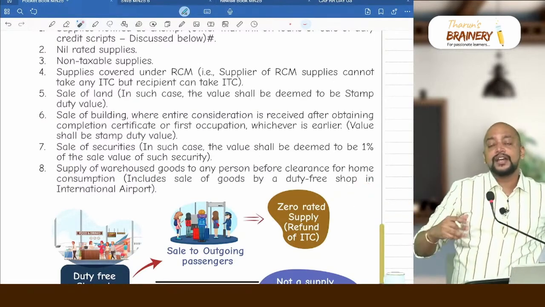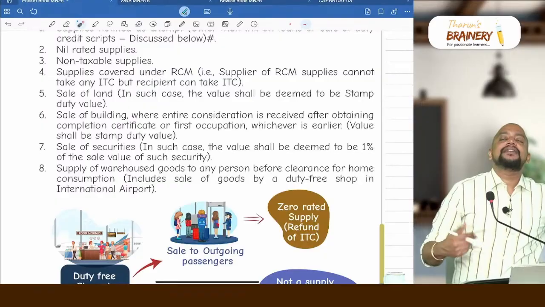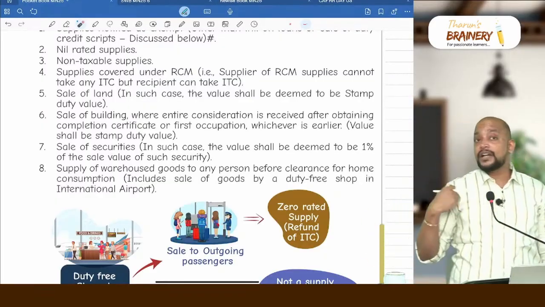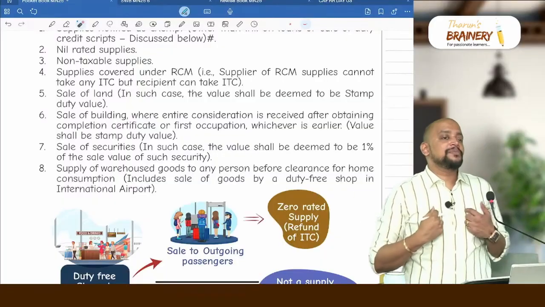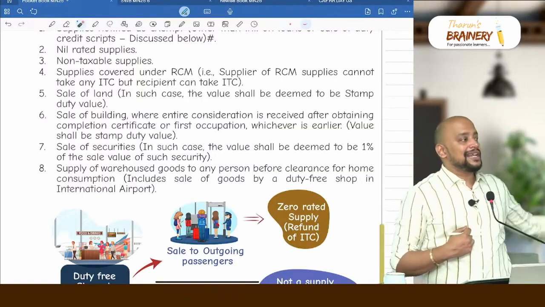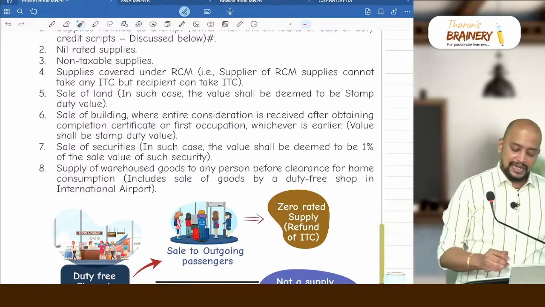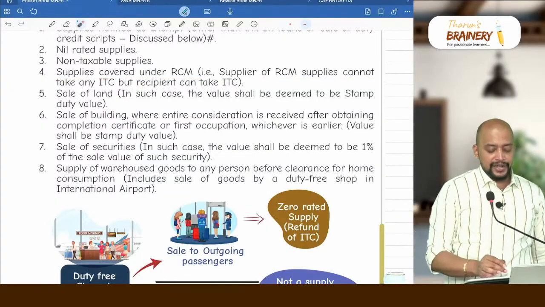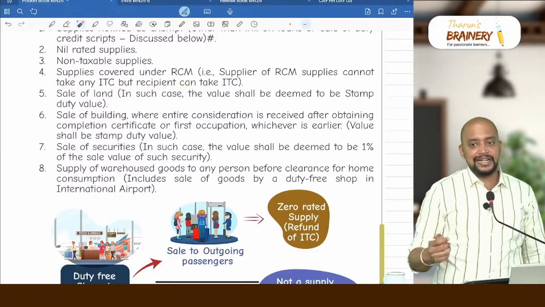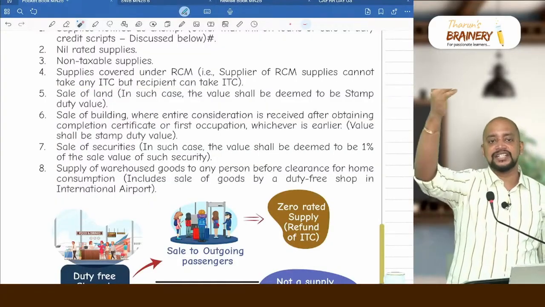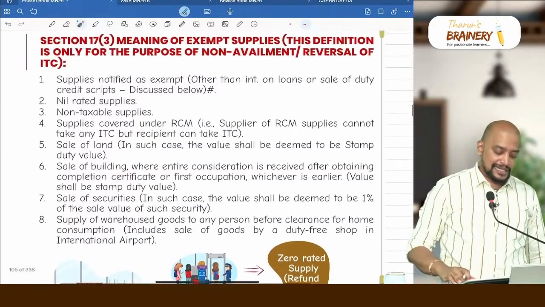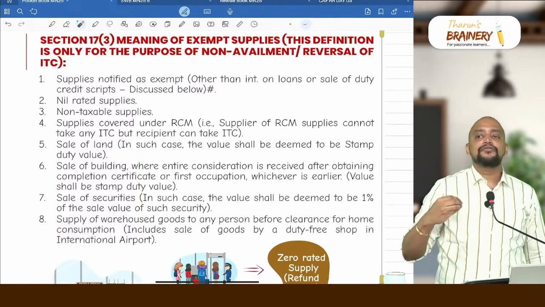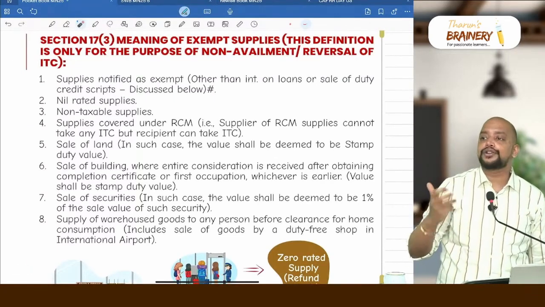Next these 4. Then one more point, that is supply covered under RCM. When my outward supply is covered under RCM, it is taxable, not in my hands but in my recipient's hands, but for me it will be treated as exempted and I cannot take ITC on my inward supplies. That is this supply covered under RCM. The supplier of RCM supplies cannot take any ITC, but the recipient can take ITC with respect to whatever GST they pay under RCM. So these are the 8 transactions which are treated as exempted for the purpose of ITC, computation of ITC.